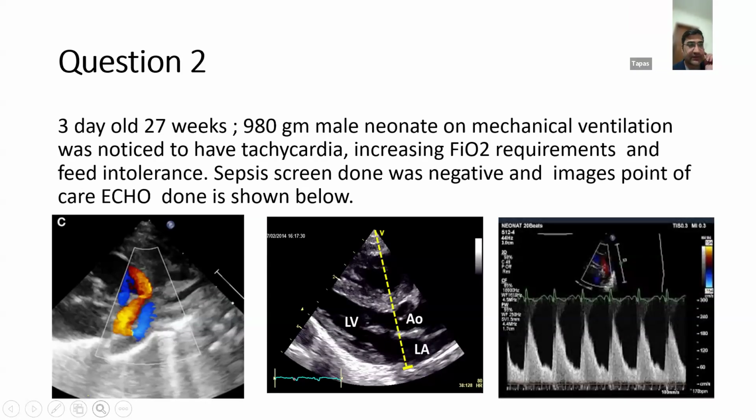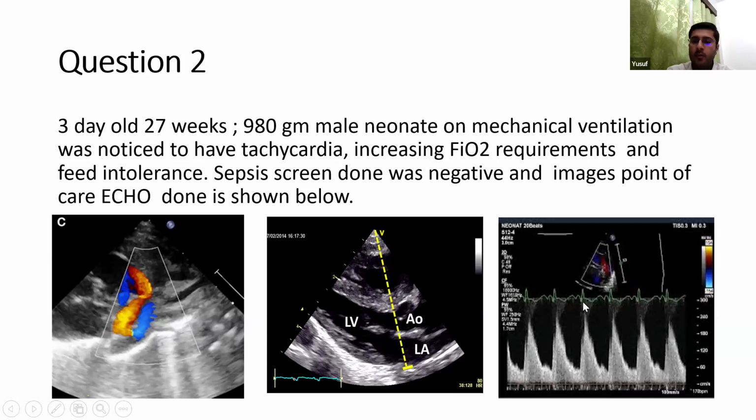Yes, Yusuf, please carry on. So as you can see, this is a 3-day-old extreme preterm neonate who has tachycardia, increasing FiO2 requirement, and feed intolerance, with a negative sepsis screen. This is most likely pointing towards the diagnosis of HSPDA.